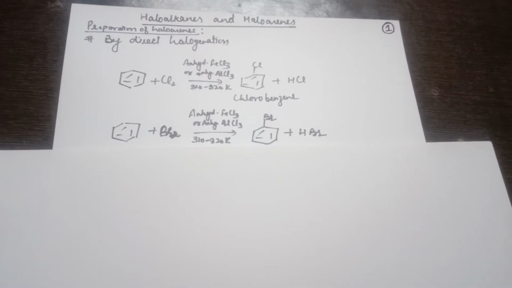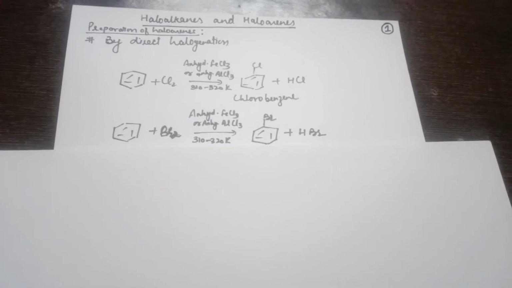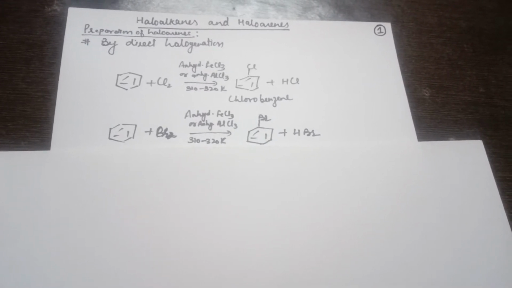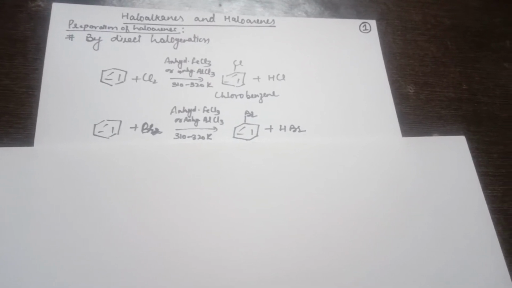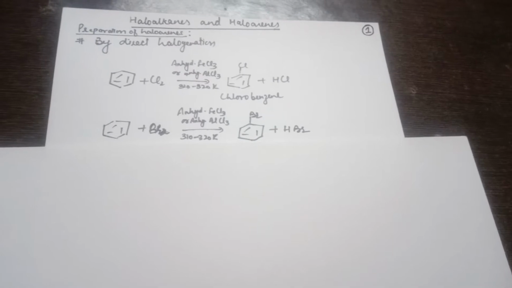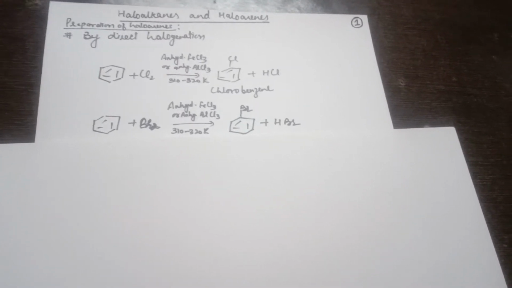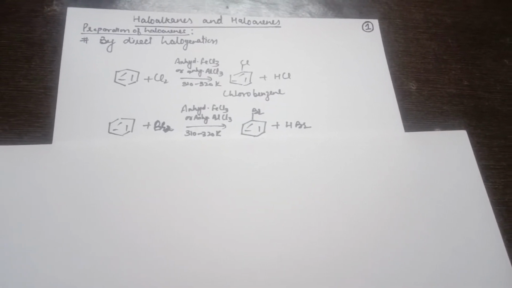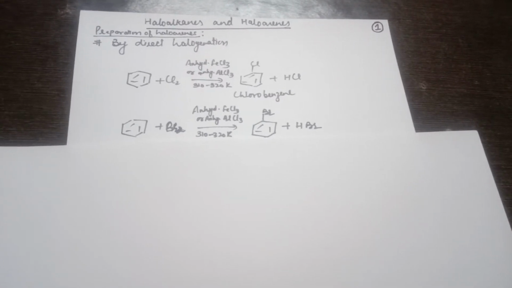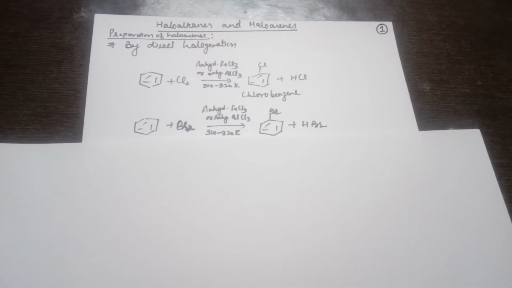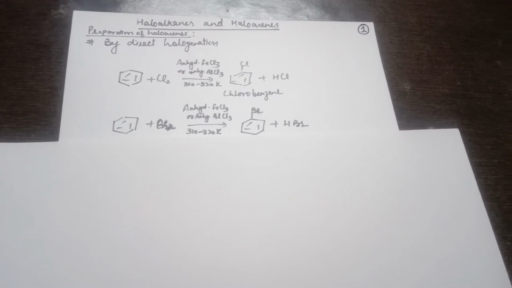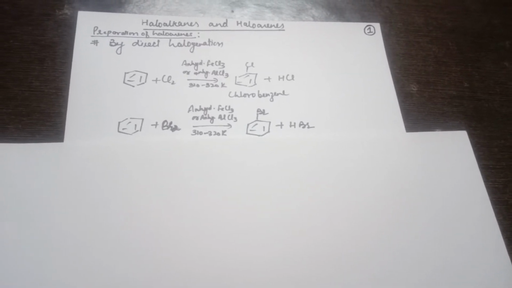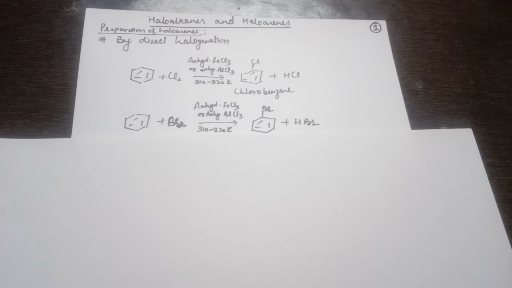If you see in these two reactions, chlorine and bromine are made to react with the benzene ring at a low temperature of 310 to 320 Kelvin in the presence of anhydrous FeCl3 or anhydrous AlCl3. Here anhydrous FeCl3 or AlCl3 works like a Lewis acid and helps in the direct substitution of chlorine or bromine on the benzene ring. My dear students, if you use sunlight, that will not help in the direct substitution of halogen on the benzene ring. Rather, it will help in side chain halogenation, which we will talk about later on.